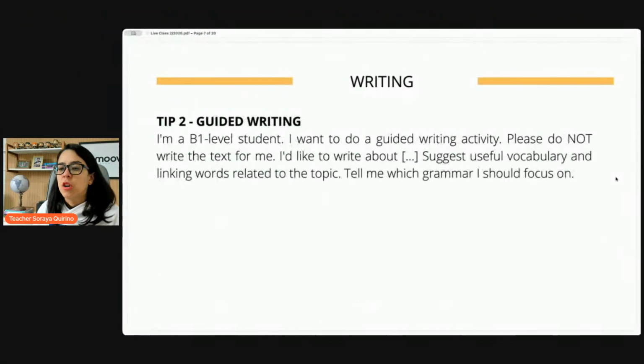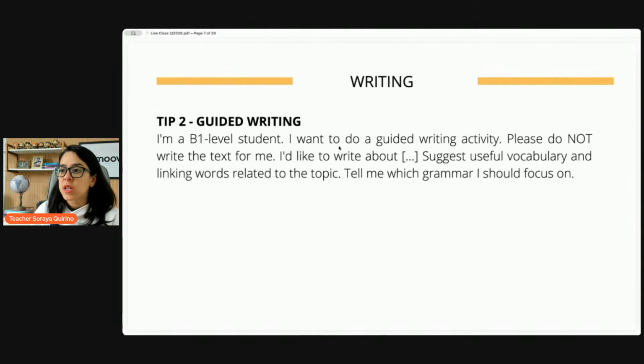Now we're going to see another way of using ChatGPT. This is super interesting. This is guided writing. Guided writing is a very powerful way of improving your writing skills. What is guided writing? You're going to ask for literally some guidance on vocabulary. So what if you're writing about technology, what vocabulary should you use? What grammar structure should you use?